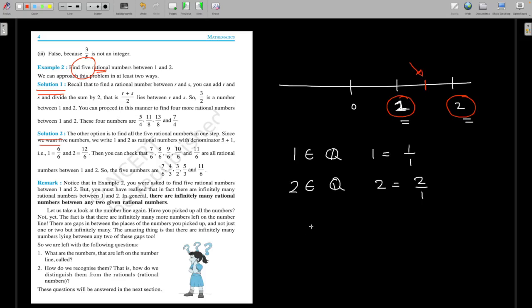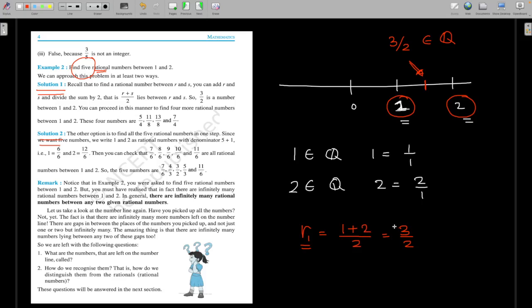And the way to take the average of 1 and 2, r1 is equal to the average, that is (1 plus 2) divided by 2, and this turns out to be equal to 3 over 2. So this number, which is exactly in between, 3 by 2, is definitely a rational number, and we have managed to put one rational number in between 1 and 2.